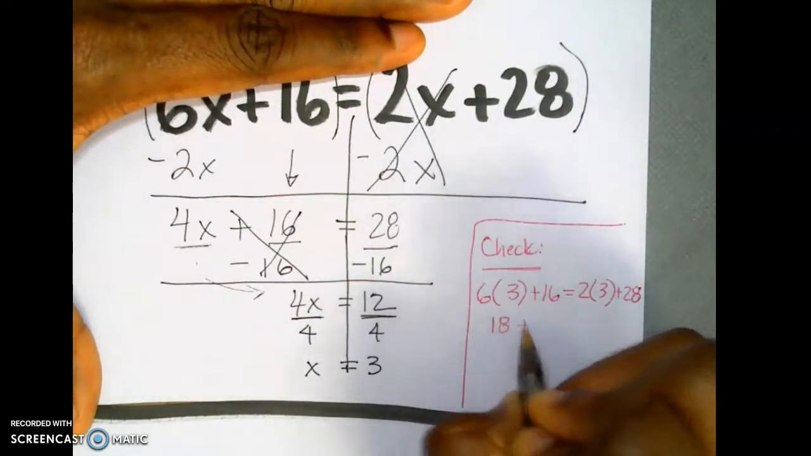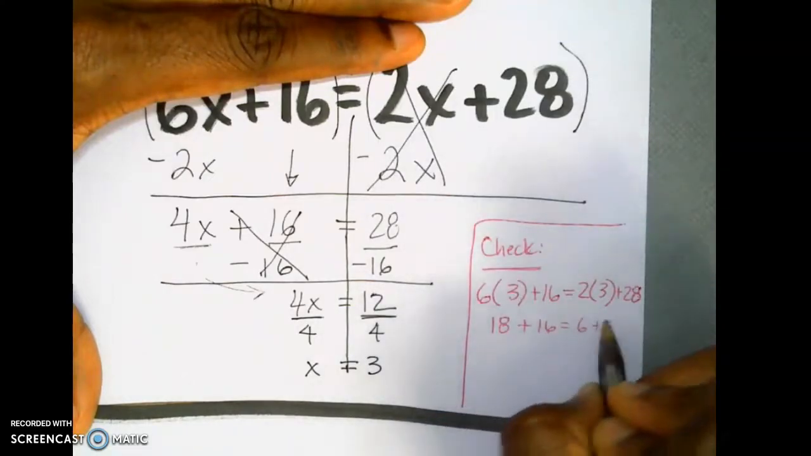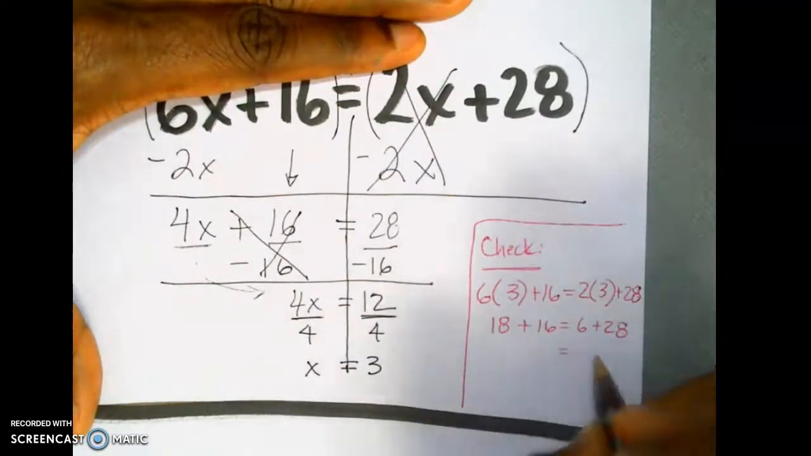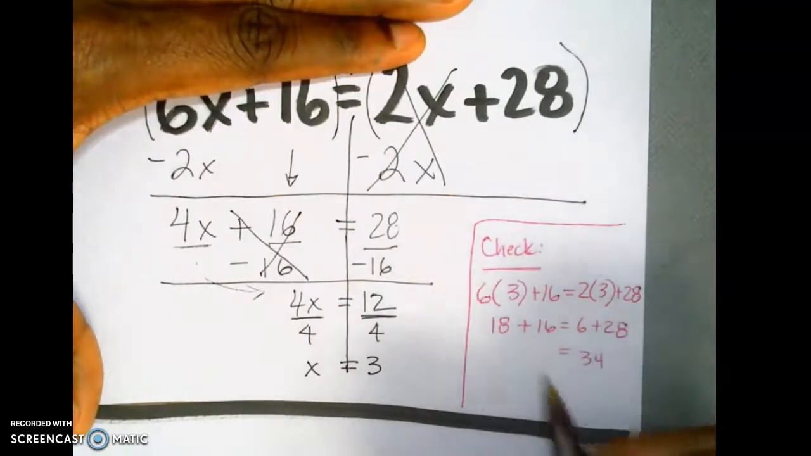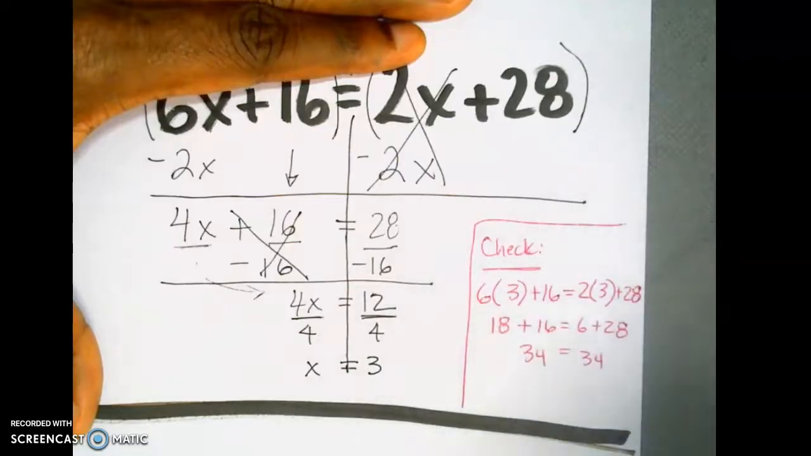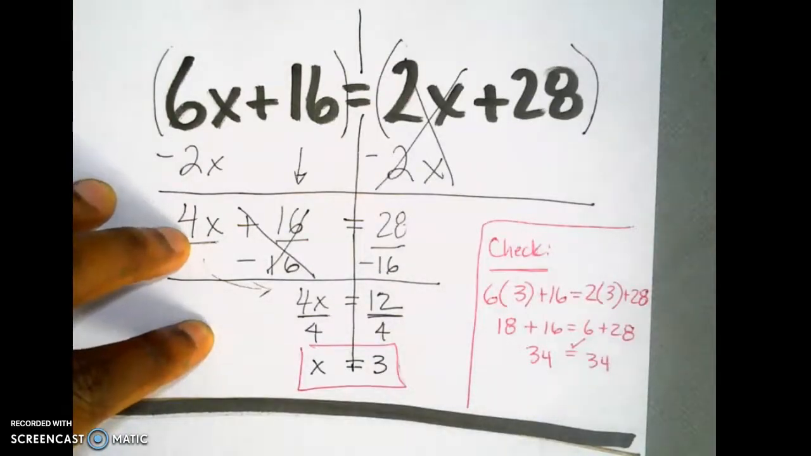18 plus 16 is equal to 6 plus 28. Okay, so I know that this is 34. I know that when I add these two, 18 and 16, that also becomes 34. So I ask myself, is this a true statement? In fact, it is. So 34 is equal to 34. So my real answer is, of course, x is equal to 3.